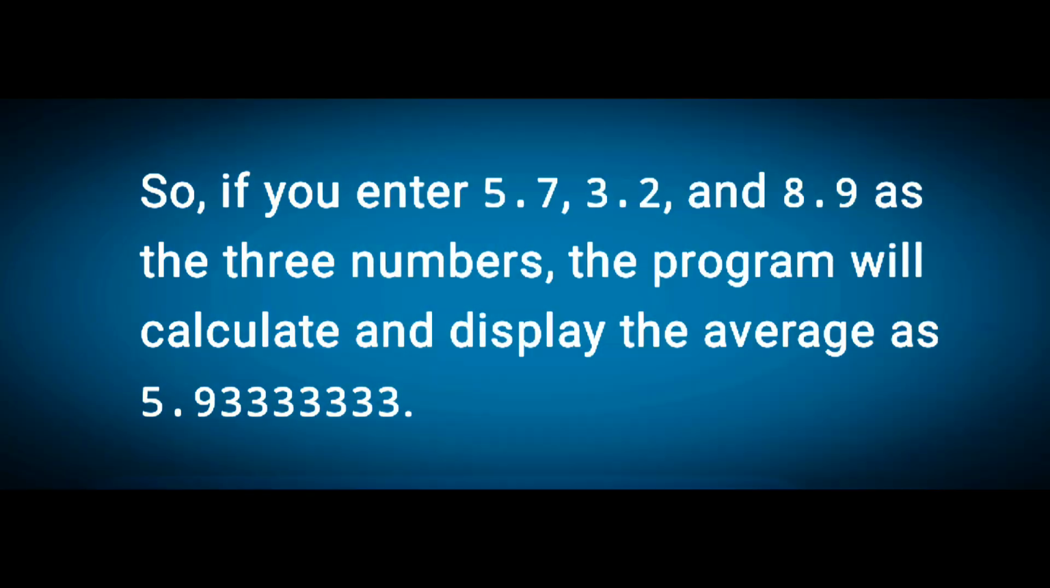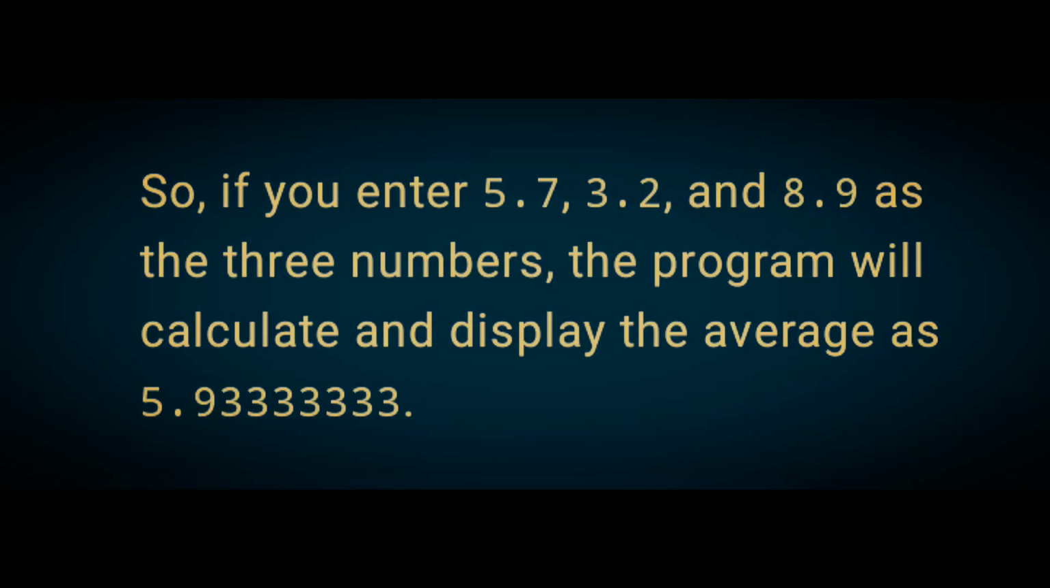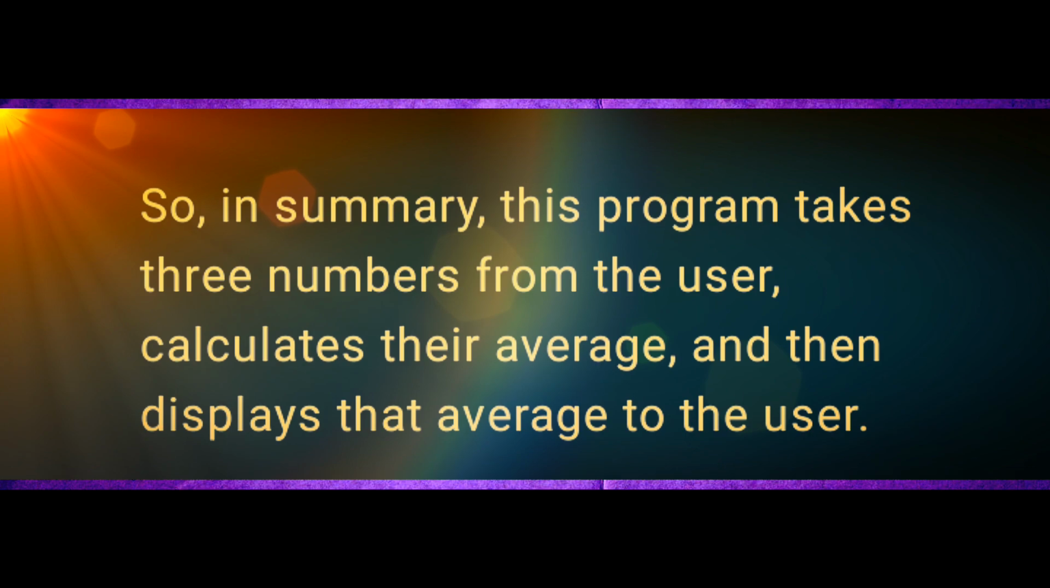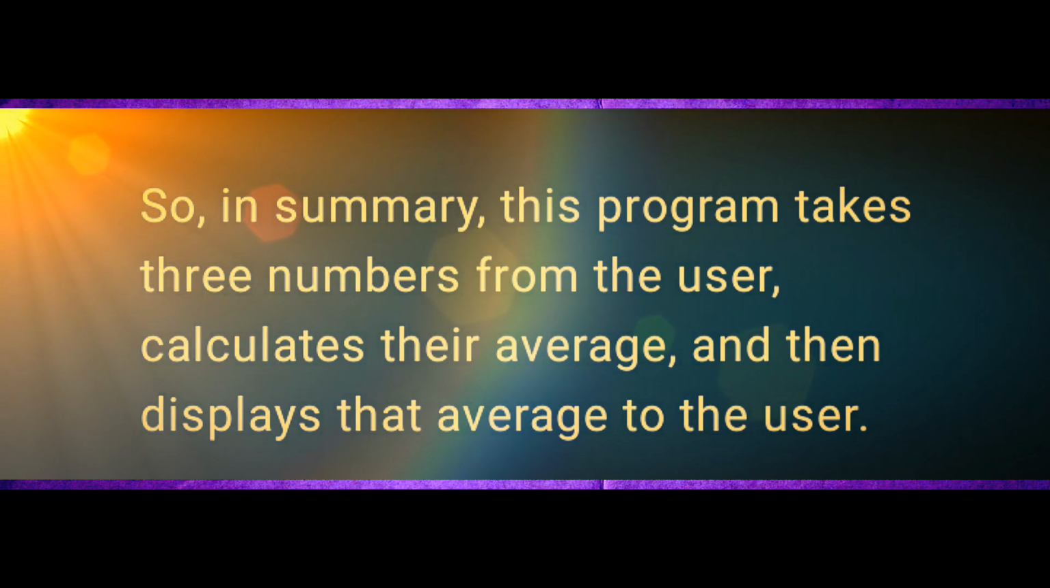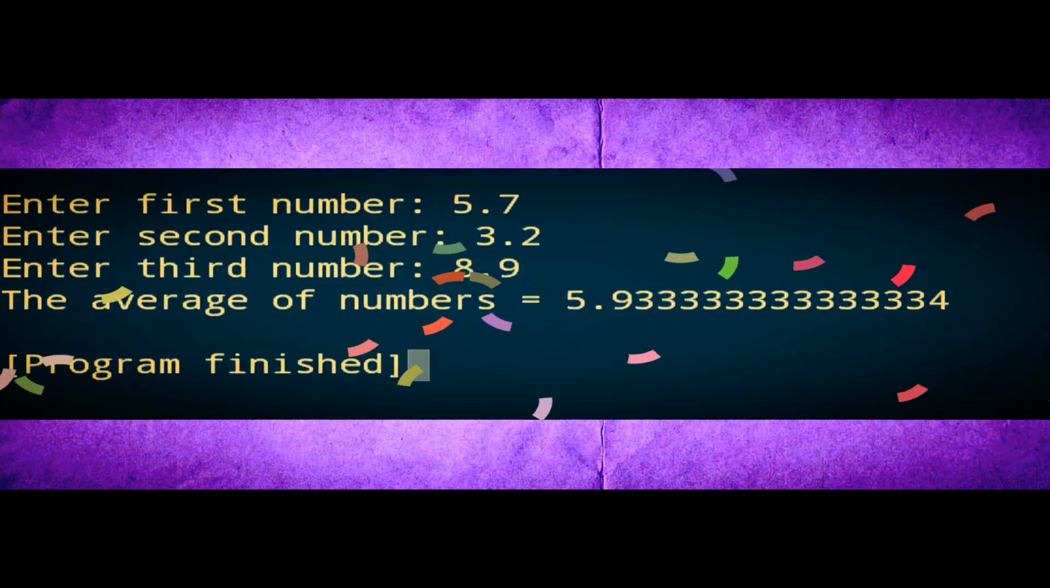5.933. So, if you enter 5.7, 3.2, and 8.9 as the three numbers, the program will calculate and display the average as 5.9333. So, in summary, this program takes three numbers from the user, calculates their average, and then displays that average to the user.